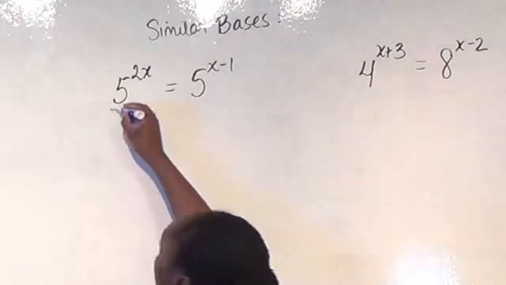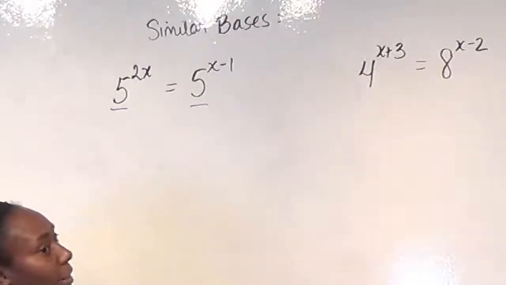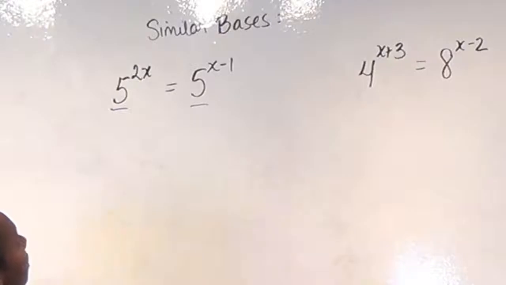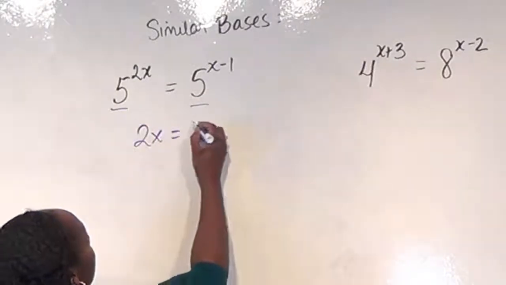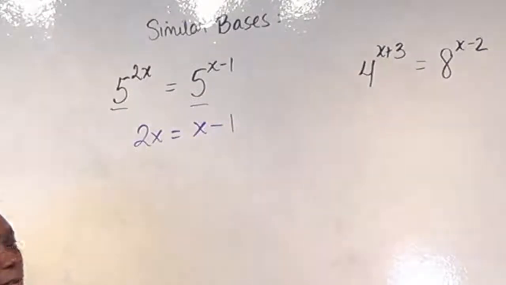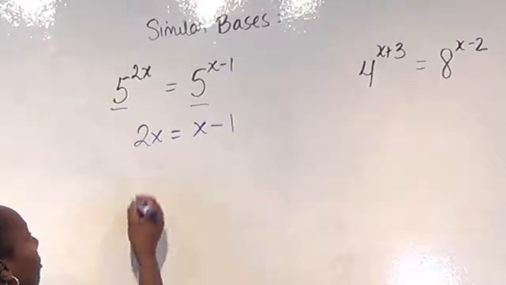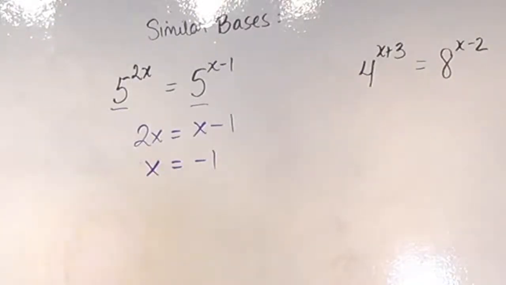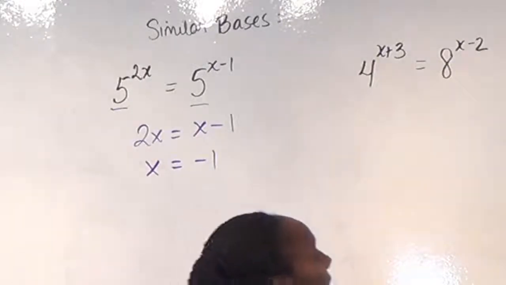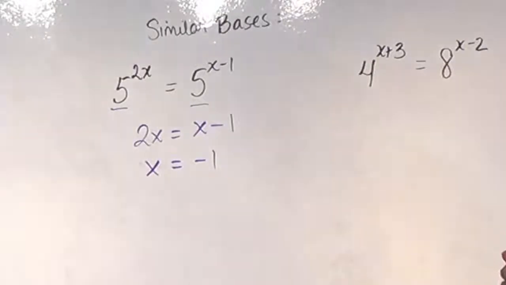Here I can clearly see that the bases are exactly the same. And so in this case, because they're the same, I can just equate the exponents. So this tells me that 2x has to equal x minus 1. And now I'm back to a linear equation. So x will equal negative 1. Okay? And that's it. I'm done. If my bases are the same, that's as far as I need to go. It makes it very easy to solve.